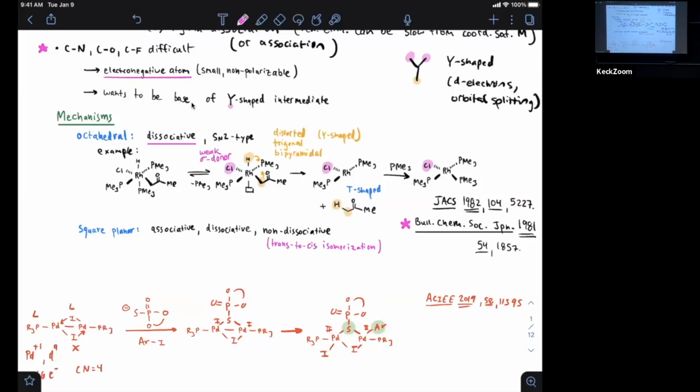And then another competing factor comes back to this geometric argument that I made. As it turns out, very electronegative atoms prefer to be at the bottom part of the Y-shaped intermediate. And I think that makes sense if you think about the overall electron flow from this transition state. But that's exactly where you don't want it to be. So it's then far apart from the action.